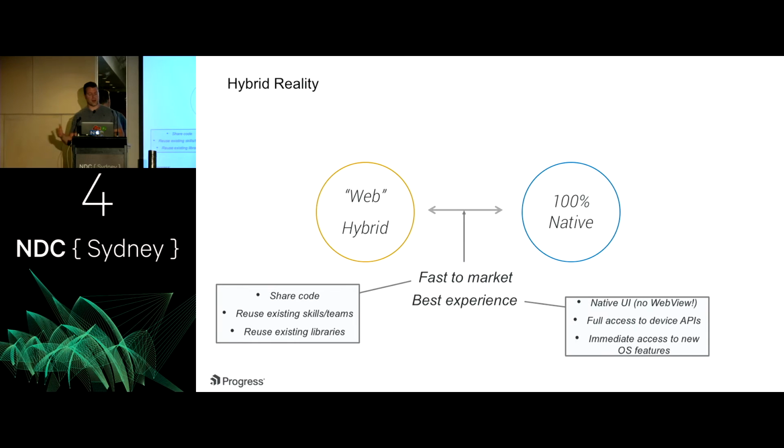In the case of native, with native UI, there's no Webview, so you don't have that jankiness. You have full 60 frames per second. You have full access to device APIs. A new platform comes out, a new version of iOS or Android comes out, you don't have to wait for a plugin to be written. You can target it immediately. Those are true advantages of each platform.